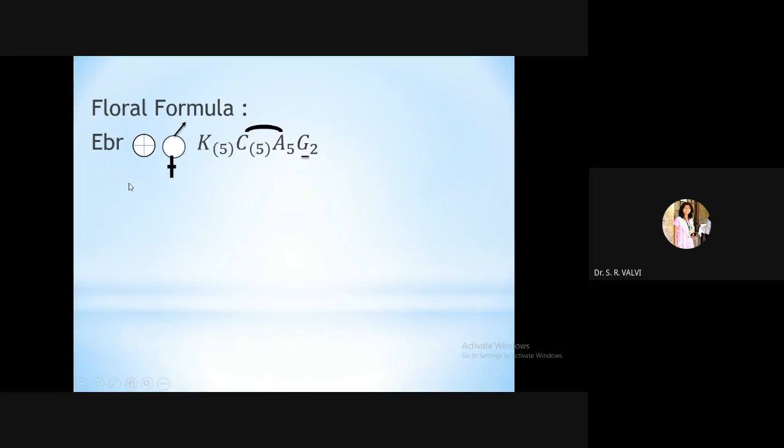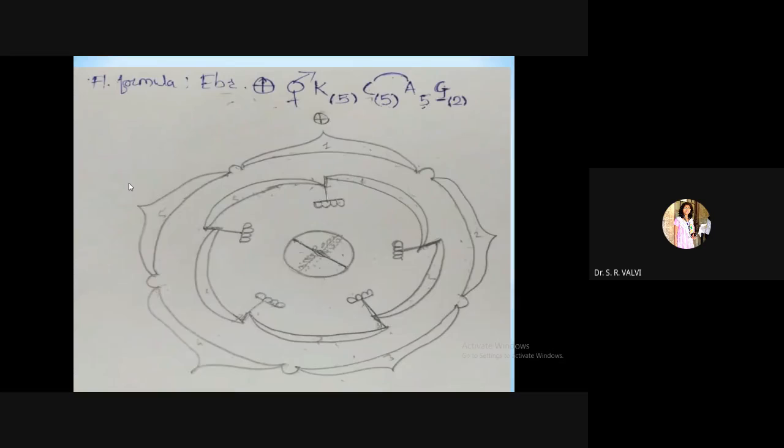Next, the last part, that is the floral diagram. Again see, as per your floral formula you have to draw your floral diagram. Now I will explain this. Here I have numbered 1, 2, 3, 4 and 5. The outermost layer is of calyx.